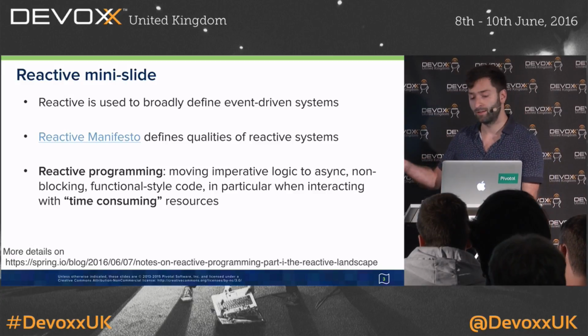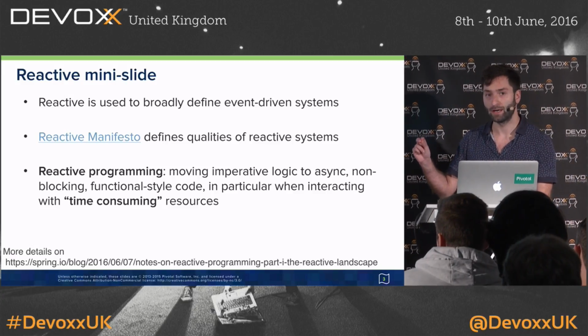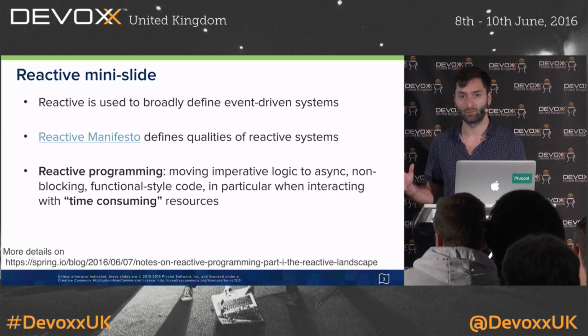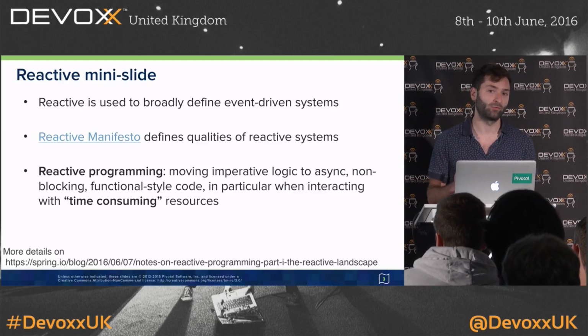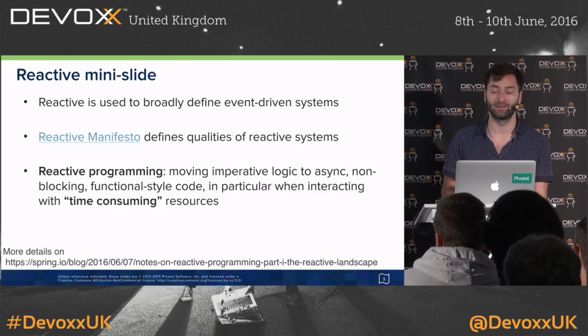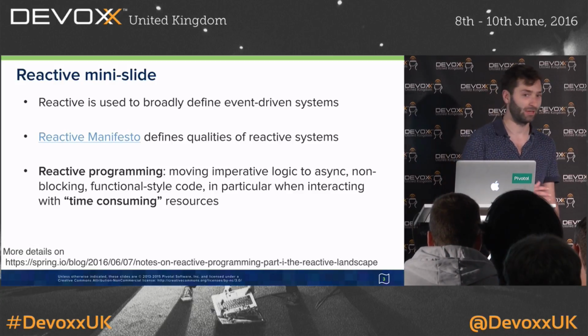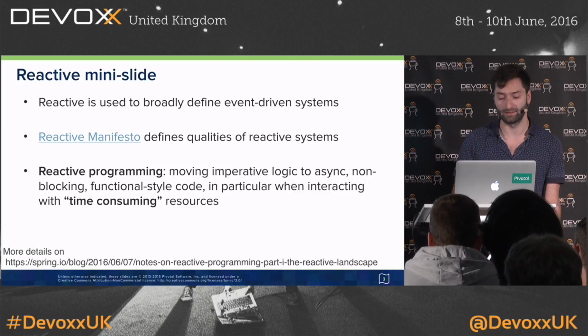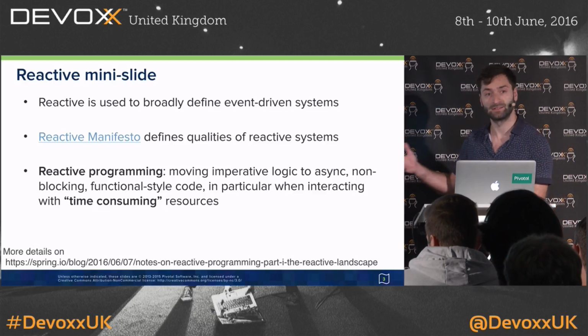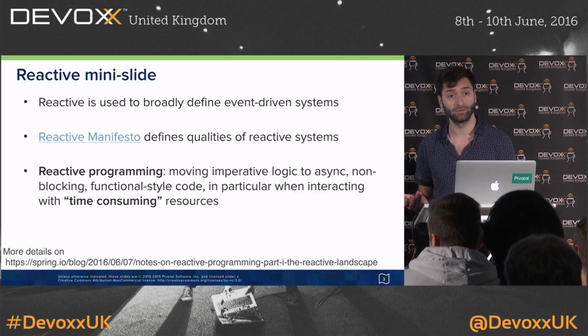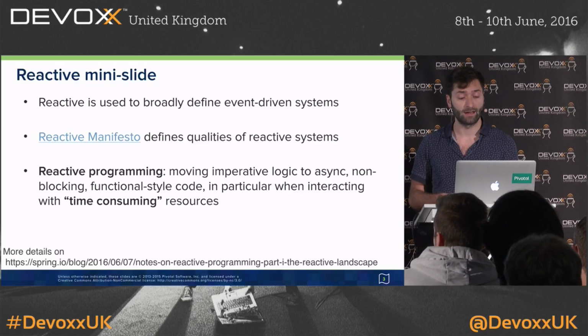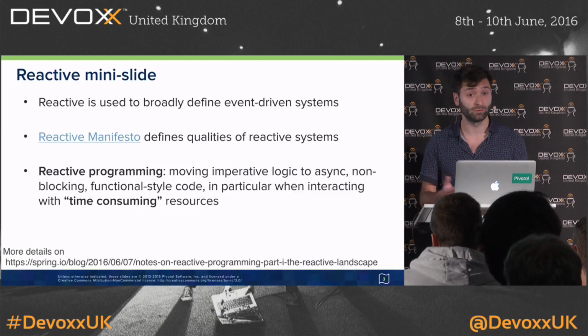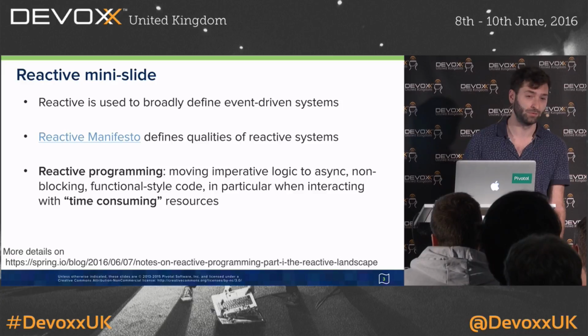So there is a specific thing we're going to talk about with Reactor today, which is the reactive programming part. And reactive programming is really the action you have to take yourself to move from imperative blocking code to non-blocking. So that's where Reactor helps, because it gives you structures, it gives you types, every tool you need to move from imperative code to non-blocking.